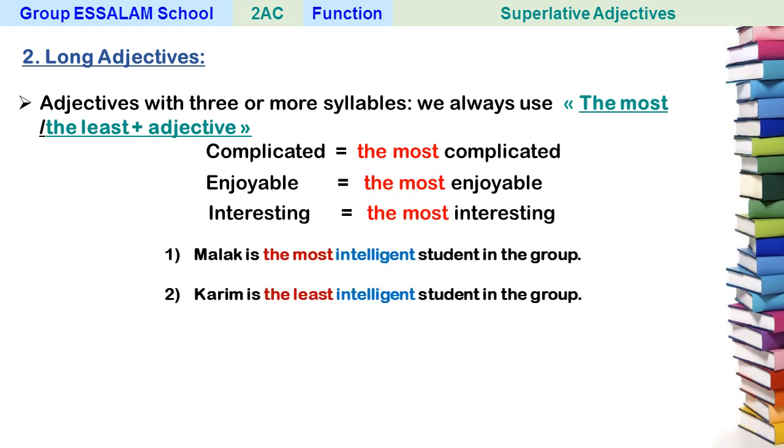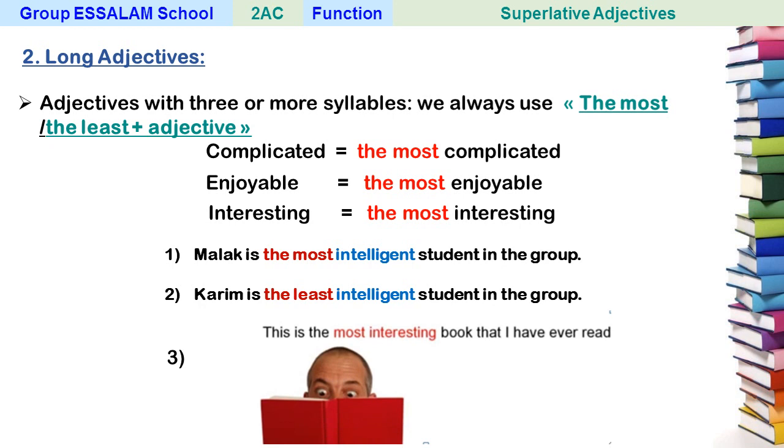Now let's see these examples. Malak is the most intelligent student in the group. So here we are comparing Malak to the whole students in her classroom. Is it okay? And the opposite of this, we can say also Karim is the least intelligent student in the group, which means he's stupid. That's it. And three, this is the most interesting book that I have ever read. Interesting, four syllables.